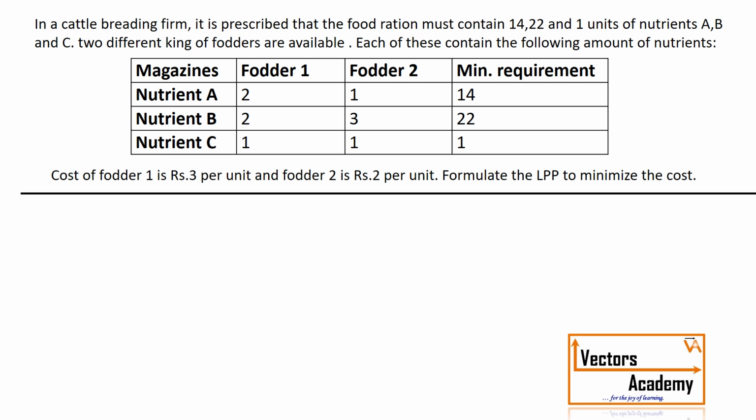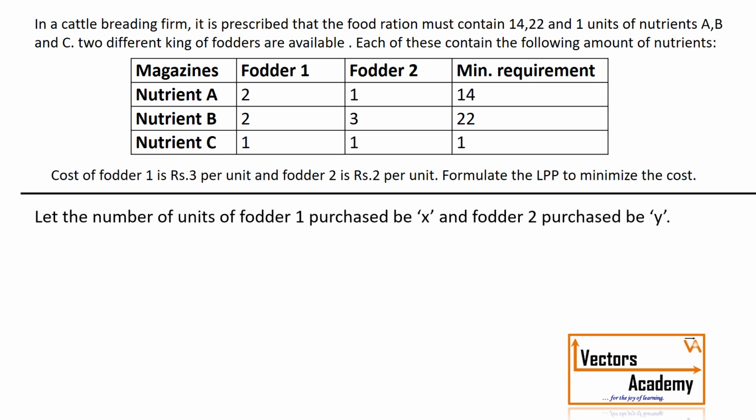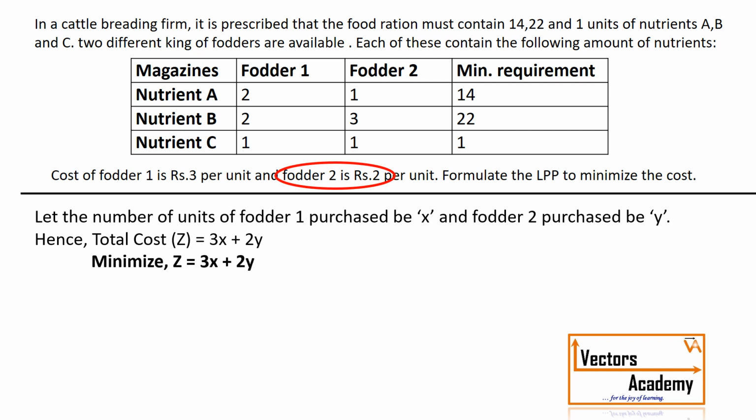Now again, let the number of units of fodder 1 purchased be X and fodder 2 purchased be Y. Now one unit of fodder 1 requires 3 rupees. So X units will require 3X rupees. Similarly, each unit of fodder 2 requires 2 rupees. So Y units will require 2Y rupees. So that will be the cost which we have to minimize. So minimize Z is equal to 3X plus 2Y.